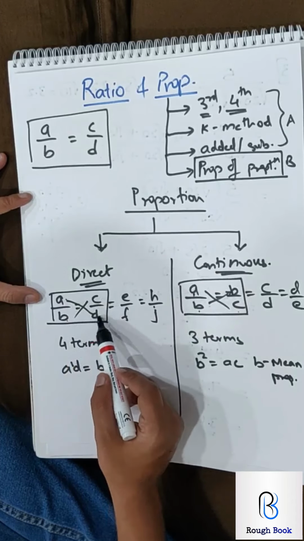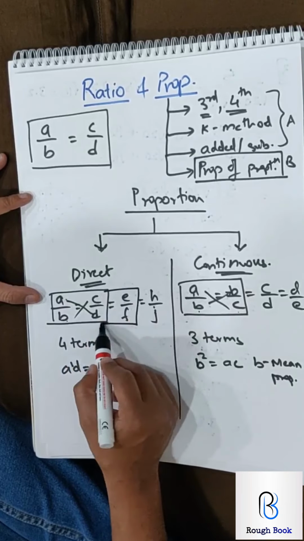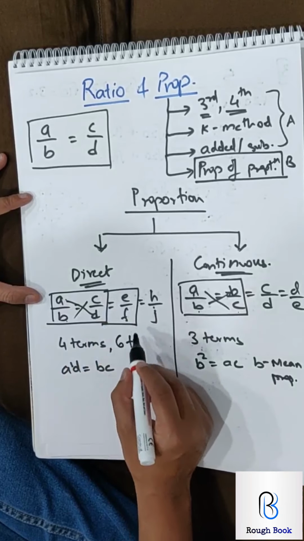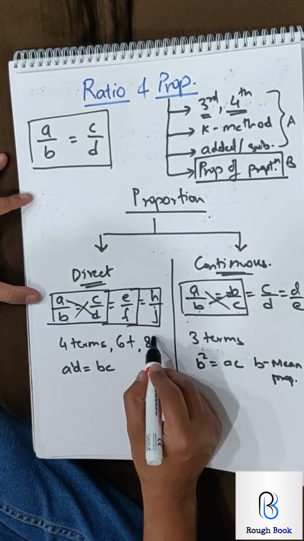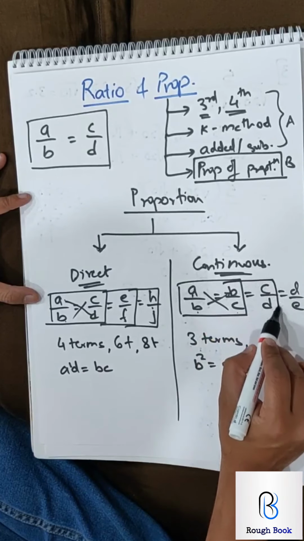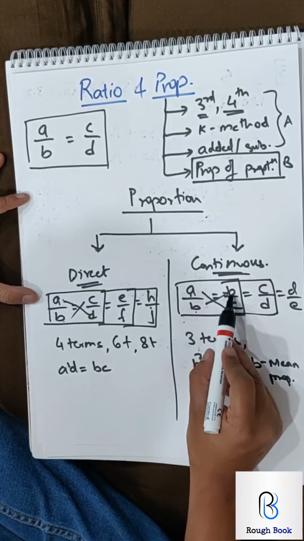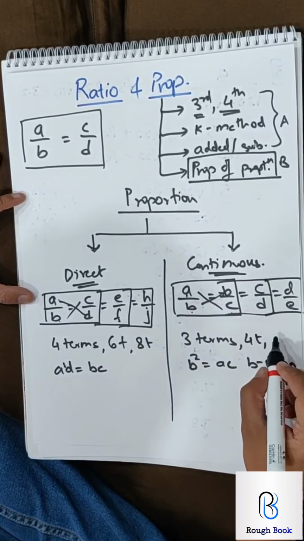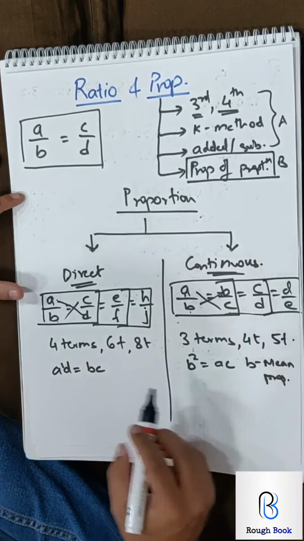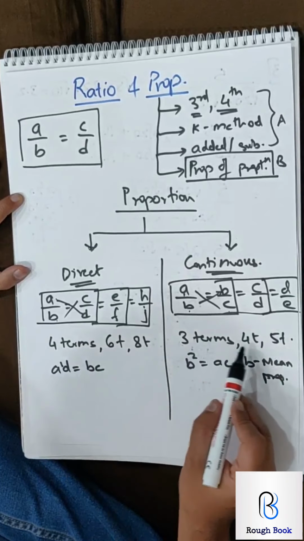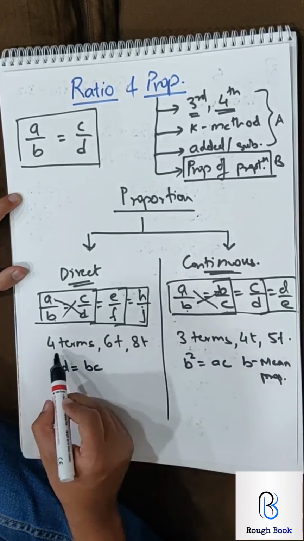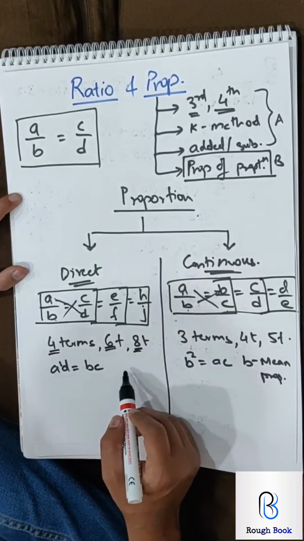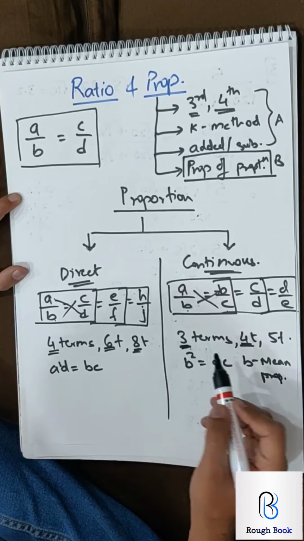First, second, third and fourth. If I add one more, then I will have 6 terms. If I add one more, I will have 8 terms. But here if I add one more, I'll have 1, 2, 3, 4, only 4 terms. If I add one more, I will have 5 terms. So here the terms increase by 2, here it increases only by 1. Here you will see all even number of terms. Here there can be even or odd.